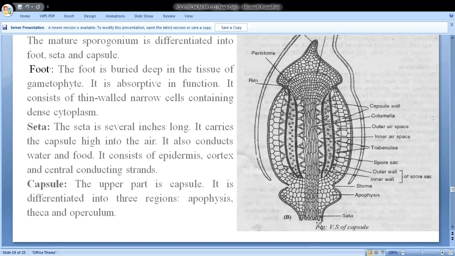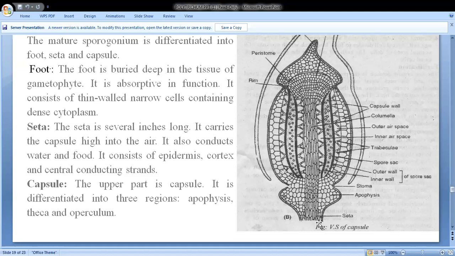Okay, so this foot is embedded in the archegonial branch tissue. It absorbs the nutrients and water from the gametophyte and supplies them to the capsule through the seta. That is the function of the foot. The foot is parenchymatous and swollen. That is the first part.